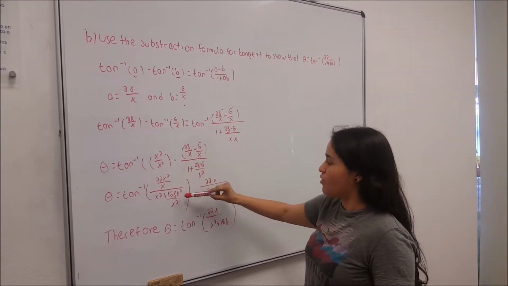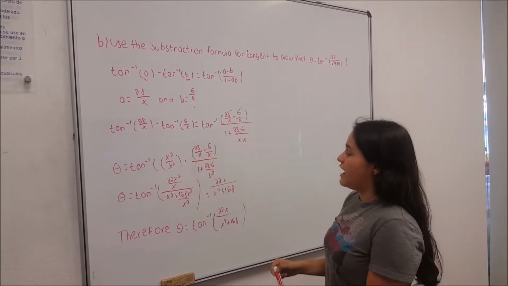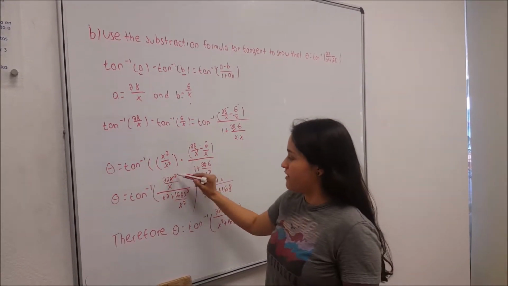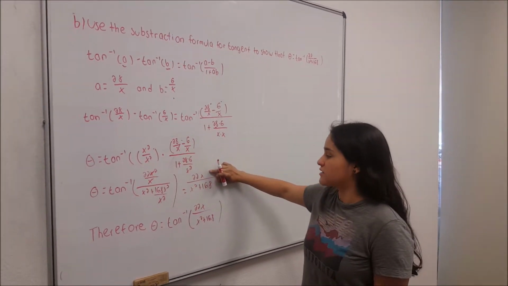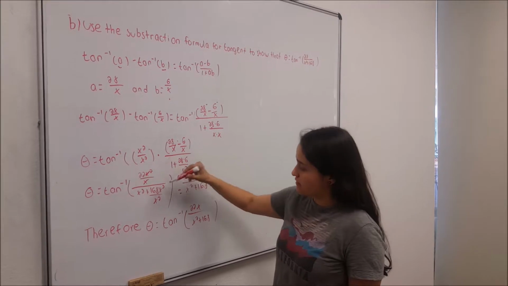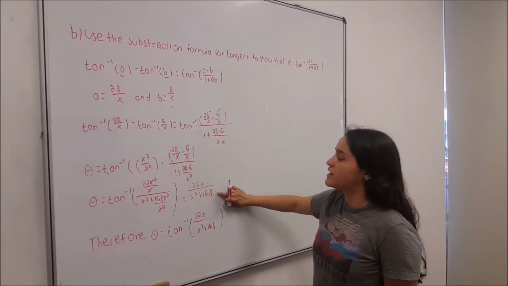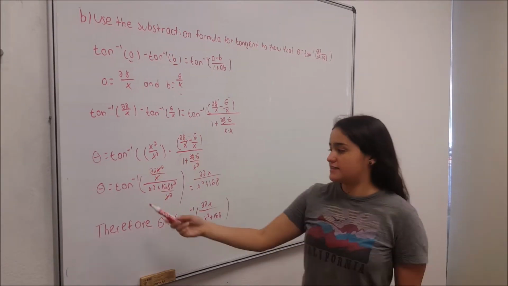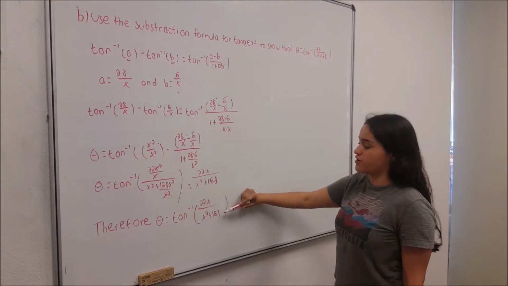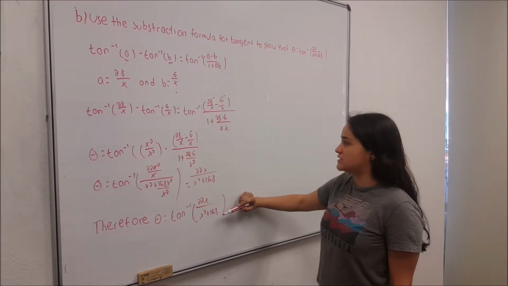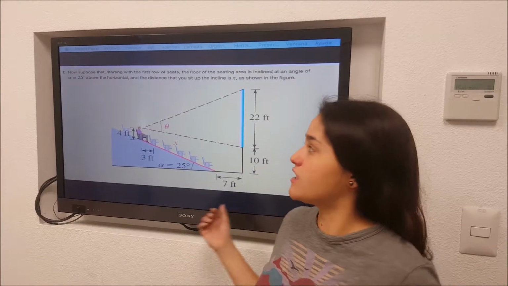x squared plus 168 over x squared. And here the x simplifies, so we get 22x over x squared plus, again with the x simplified, 168. Therefore we have that theta equals inverse tangent of 22x over x squared plus 168, which is the one that the problem was asking for. This is the second problem.